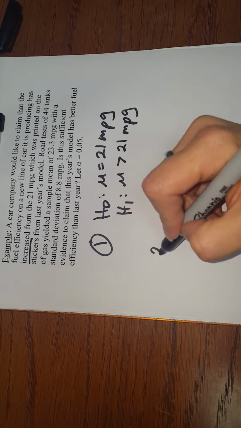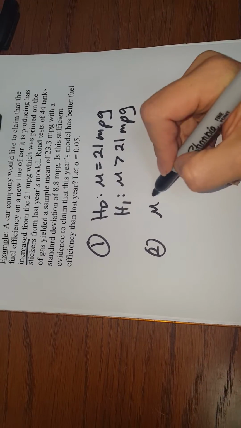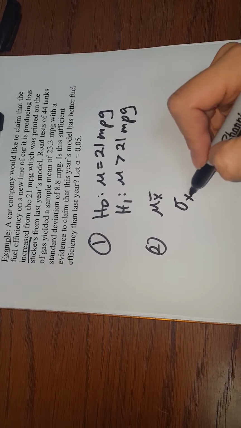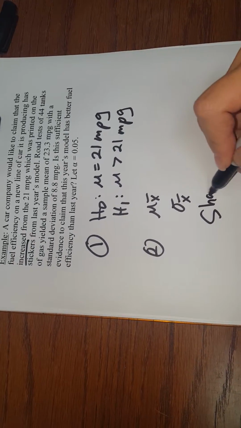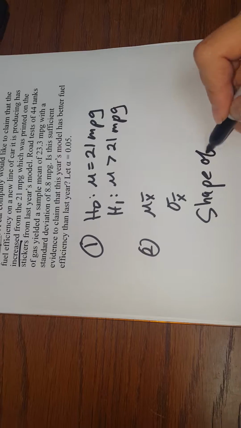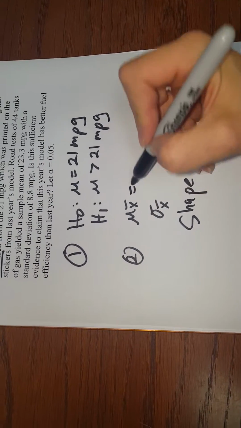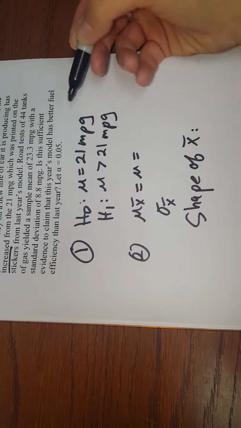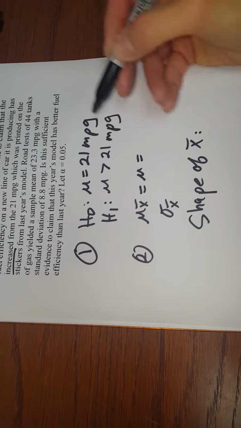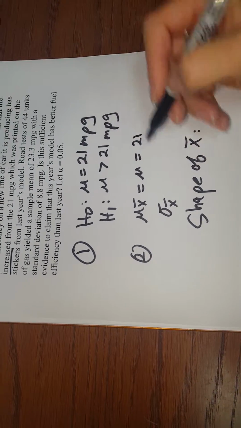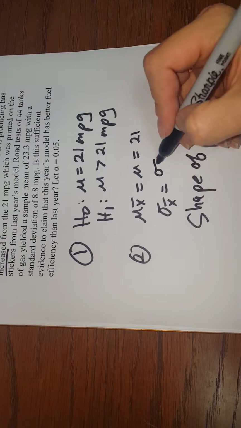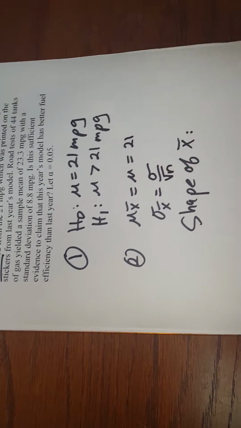Step 2, we want to find mu x bar, sigma x bar, and the shape of x bar. In general, we know that mu x bar equals mu, which we are claiming or building as if it was true for miles per gallon of 21. Sigma x bar equals sigma over square root of n.